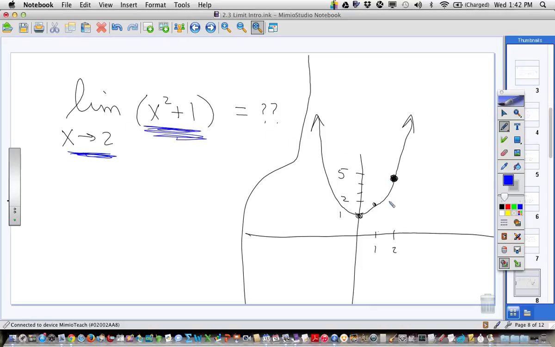What would you say to that question? 5. As x gets close to 2, as we're coming in here, the y values are getting closer and closer to 5. They say, well, why don't you just plug in a 2? Well, yes, in this particular problem, that's what you would do. You plug in a 2, 2 squared is 4, 4 plus 1 is 5, that's your output. The limit is 5. That would be the answer. Very easy. That's the easiest, simplest kind of limit there is to do.